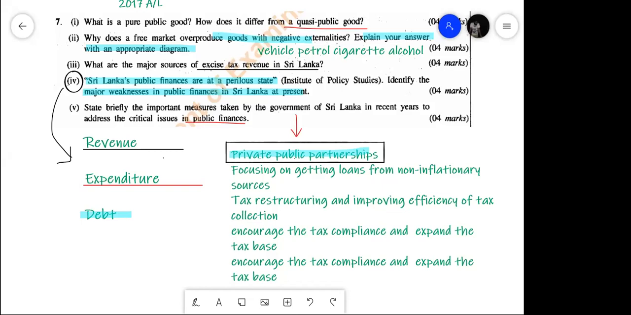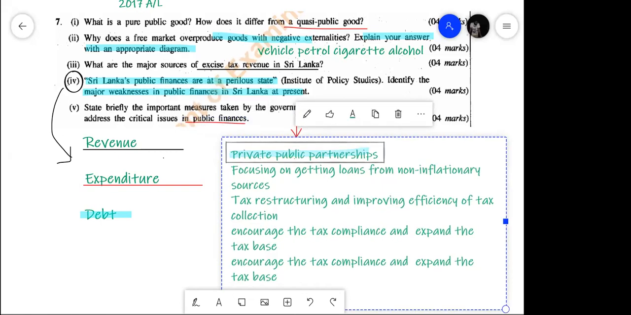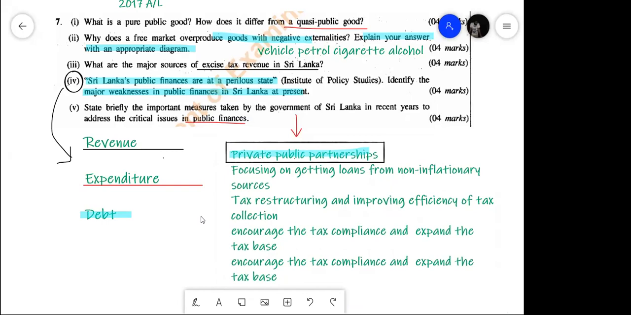Okay. Foreign direct investment. Again, not really into public finance. I would like that in maybe a BOP question. Okay. Strengthening and reforming state-owned enterprises to minimize losses. Yeah, all of those can be taken into consideration.